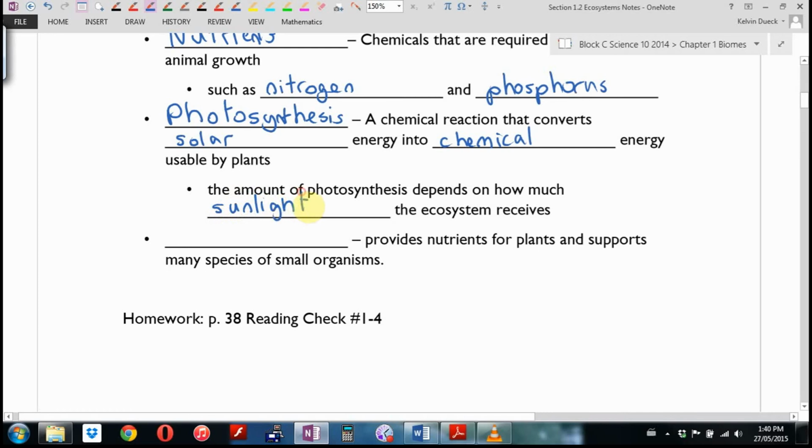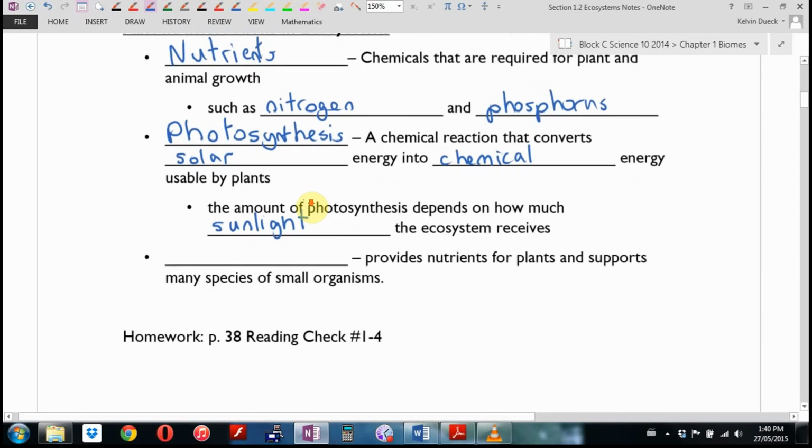By the way, the amount of photosynthesis depends on the amount of what? Sunlight the ecosystem receives. So now you can start thinking to yourself, what would affect the amount of sunlight? Certainly your latitude, closer to the equator, you get more sunlight year round. Oh, are there more plants down there? Yeah! Okay. Higher up on a mountain, in a rainy area, you can start to really think about what would affect how much sunlight you get. So we have nutrients, we have photosynthesis, and the third big one is soil.